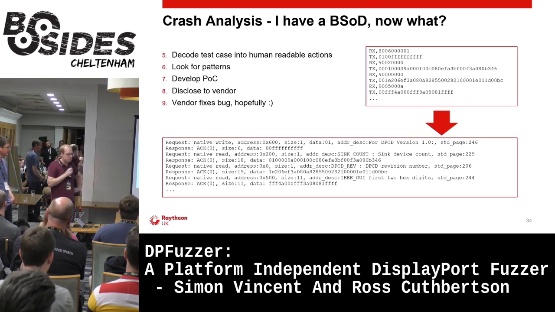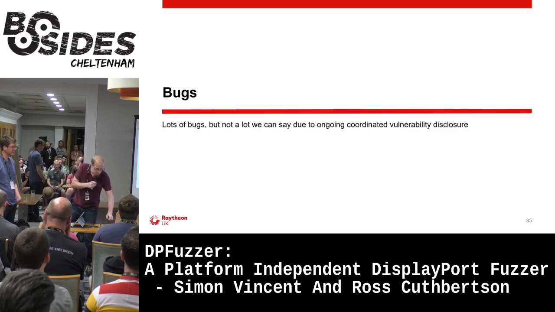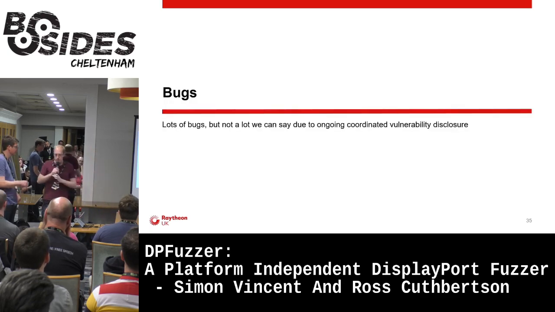Essentially, once you've got a few test cases decoded in human readable form, you can then analyze them, look for patterns, and then develop a proof of concept. And then the next stage is essentially you can disclose it to vendors, and with any luck, they fix the bugs. Now hand back to Ross to talk about some of the bugs.